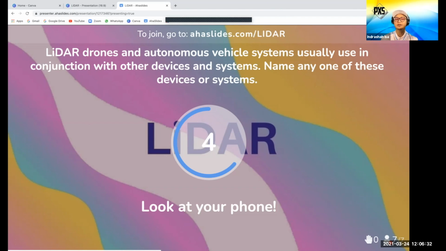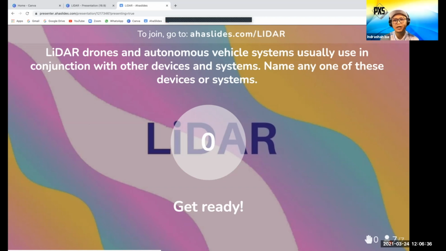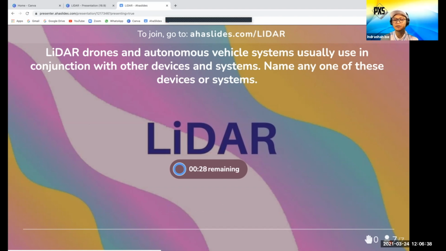LiDAR drones and autonomous vehicle systems are usually used in conjunction with other devices and systems. Name any one of these devices or systems. On top of LiDAR, you need something else to work. What is that? I gave you 3 examples just now. You cannot just use LiDAR or radar. You must have some other systems also. They use battery. I didn't mention battery, but good guess. Of course, they need power.